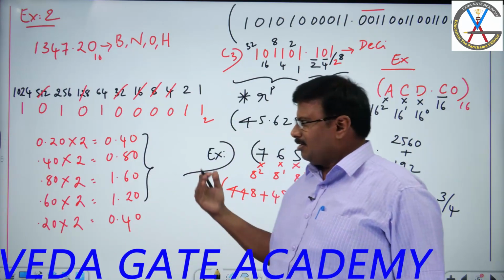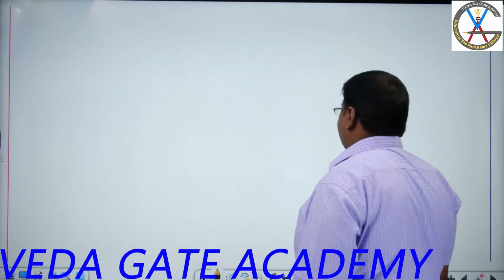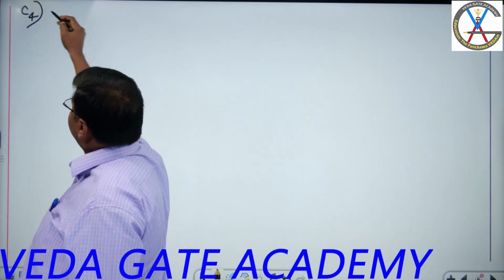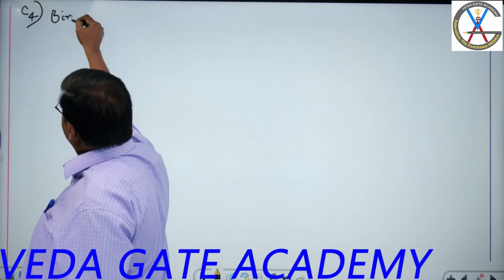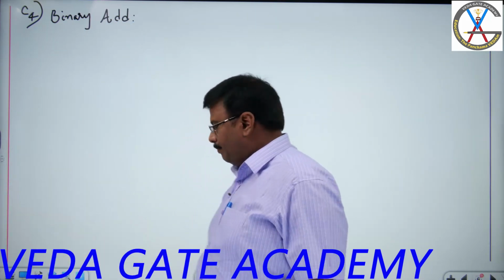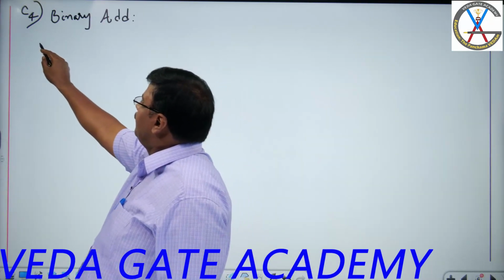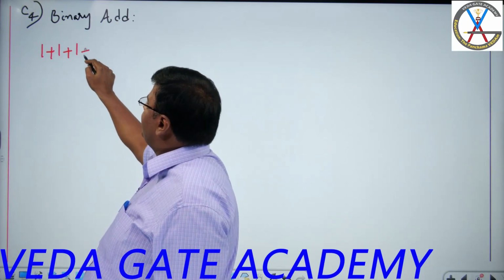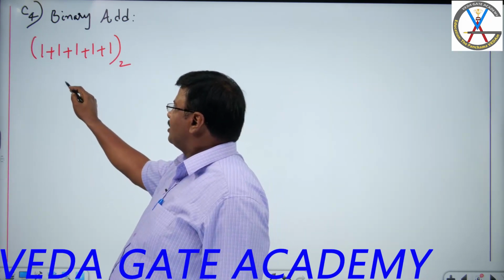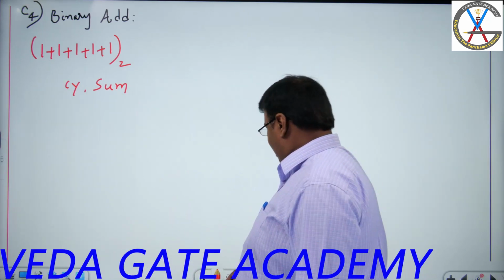Now let me take the next concept, concept number 4: binary addition. I am here with a question to all of you. Please notice: 1 plus 1 plus 1 plus 1 plus 1. It is 5 ones. What is carry and what is sum? That's my question. And I have options for you.